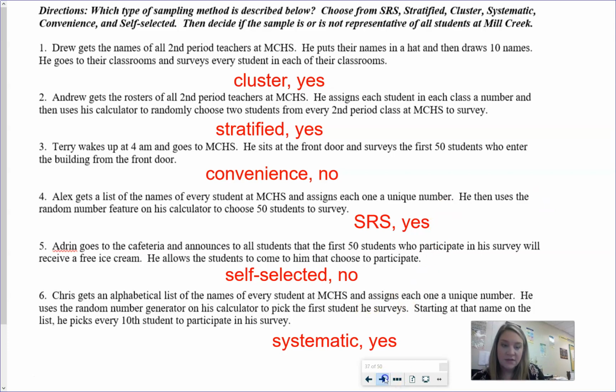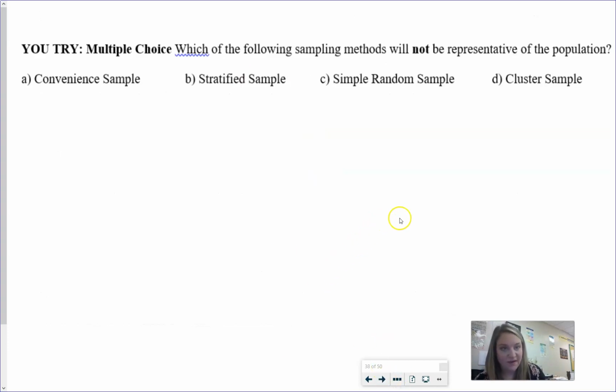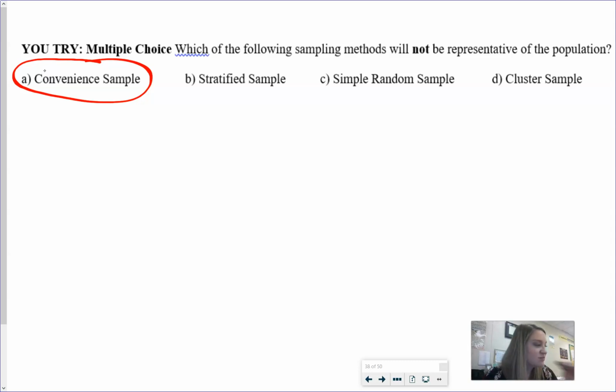All right, let's see if you pay attention. Which of the following is not going to represent the population? Is it convenience, stratified, simple random sample, or is it cluster? Which one is not going to represent the population? Think which one is not random. Convenience. Convenience is not random. Remember, that's the lazy one where you just kind of survey people who are close. All right, so that one is the bad one.